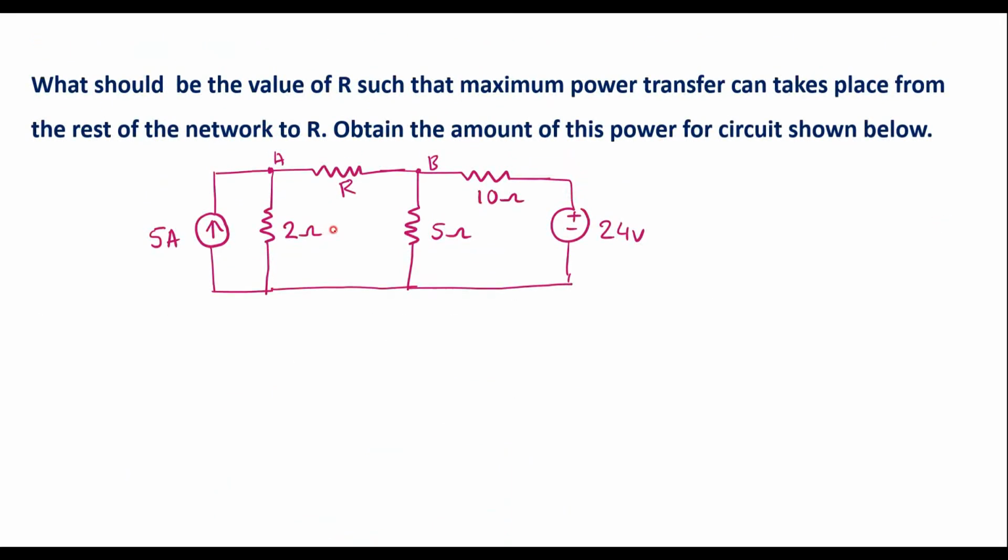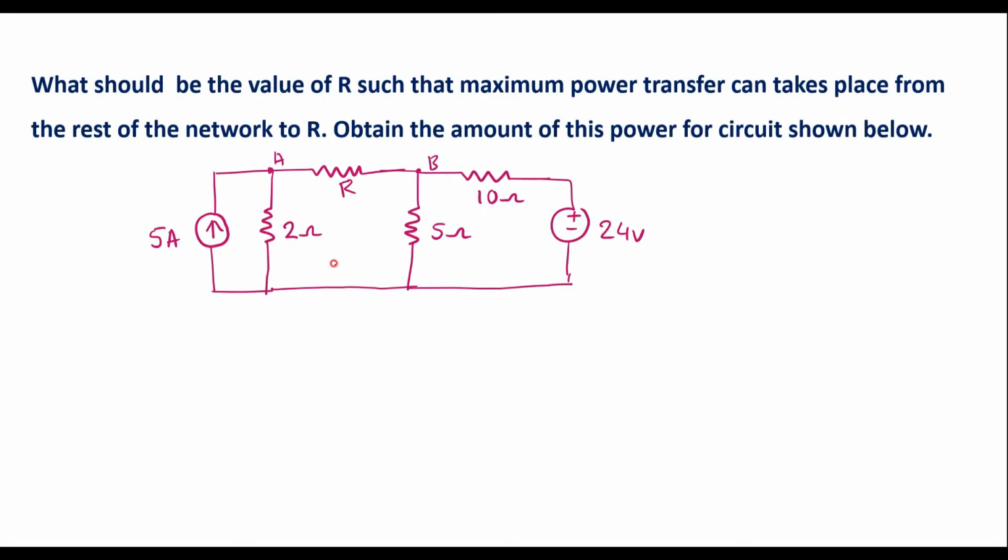Let me consider one numerical on maximum power transfer theorem. What should be the value of R such that maximum power transfer can take place from the rest of the network to R? Obtain the amount of this power for the circuit shown below. This is the given circuit. We are supposed to find for what value of R the maximum power will be delivered to R, and we should also find that maximum power.